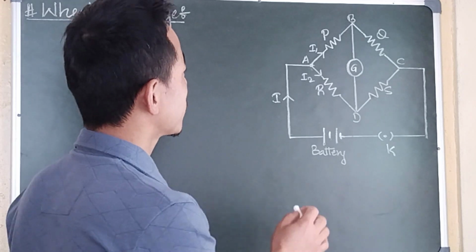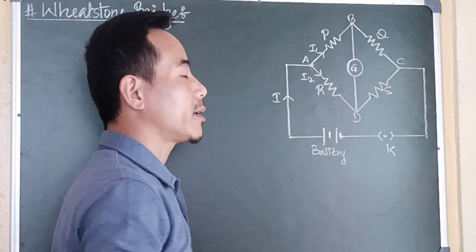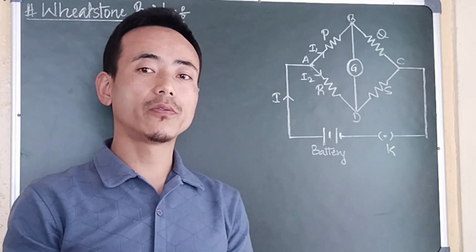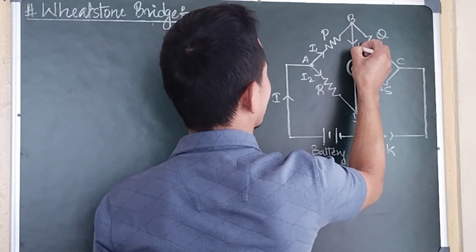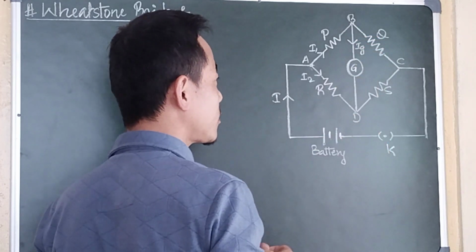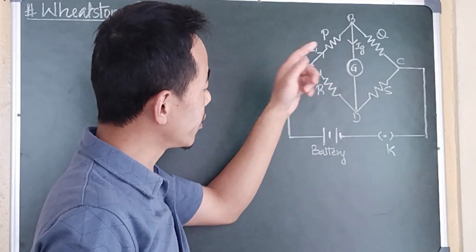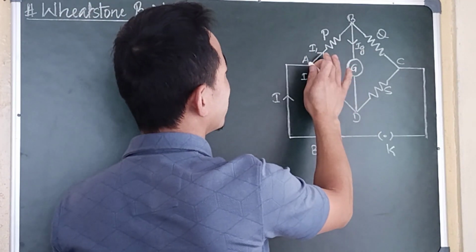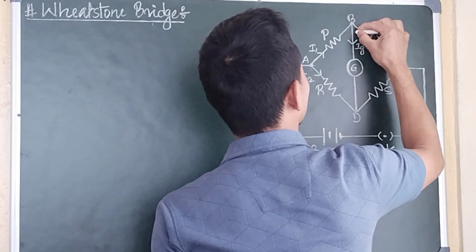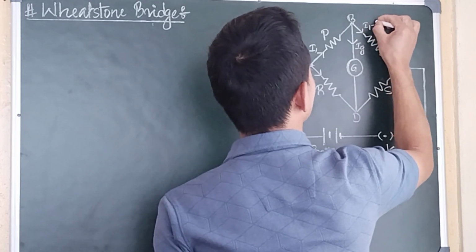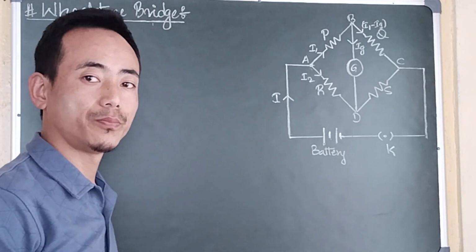Now again, when this current I1 reaches this junction B, there will be two different paths in which the current can flow. This current will further divide into two parts, that is a small current through the galvanometer, IG, because the galvanometer can hold only a small current. The remaining current, meaning from I1, IG is flowing through the galvanometer, will be I1 minus IG. This remaining current will flow through the resistance Q.